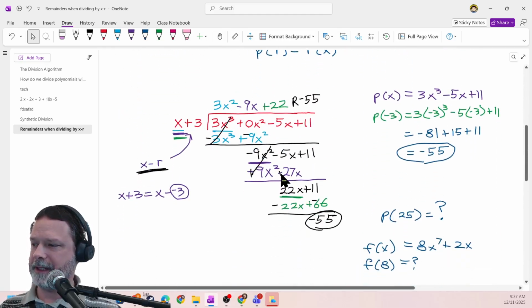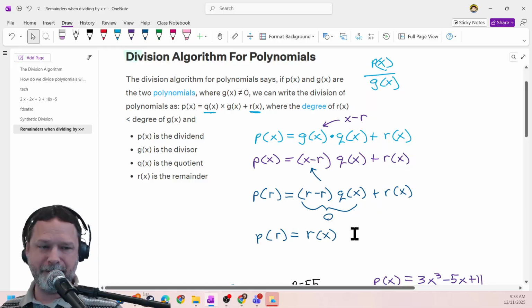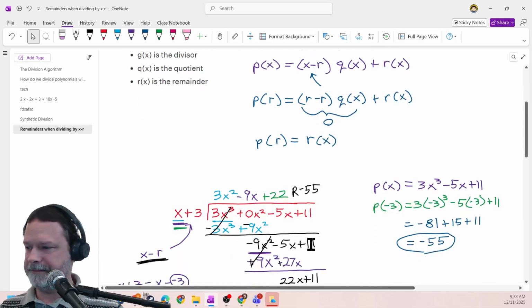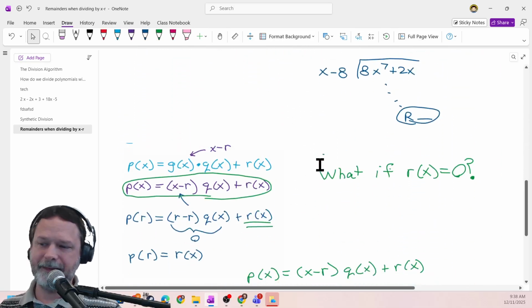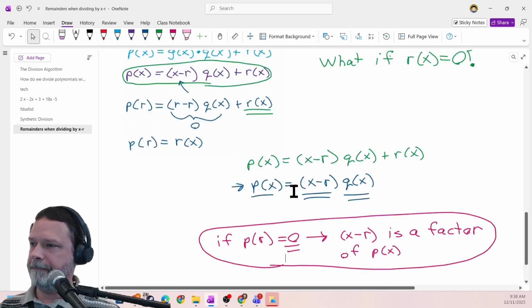We're going with a couple of results. And really that comes from: if we're dividing by x minus r, then p of r is that remainder. So if the remainder is 0, well then x minus r is a factor. So very, very cool. All right, that's it.